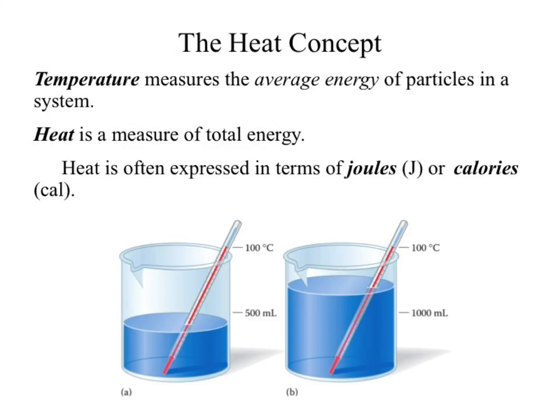Heat concept. So heat, kind of similar to temperature, except temperature measures the average kinetic energy of our system. Heat is more specific. It's the total energy. How much energy is in that entire thing? Not the average, but the whole system. It's often expressed with different units. So we get joules or calories. You may also see kilojoules or kilocalories.